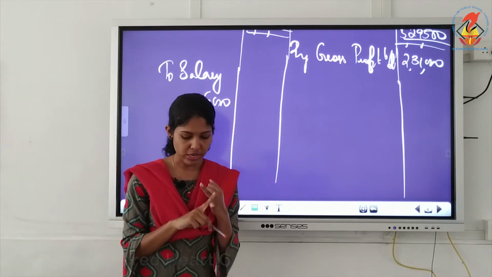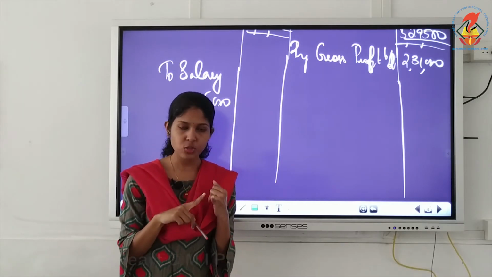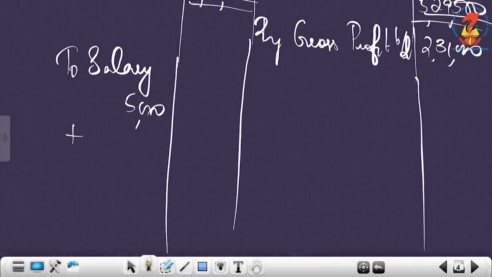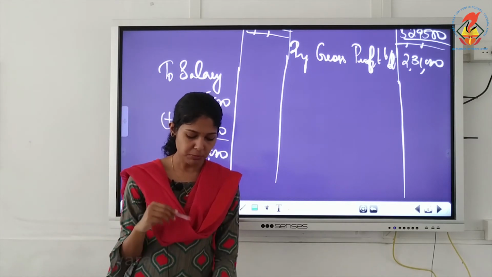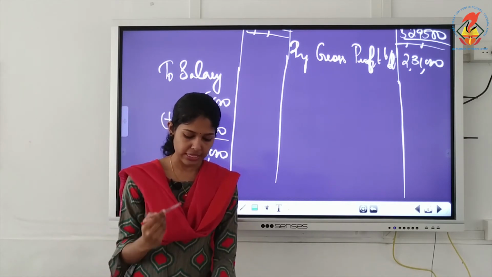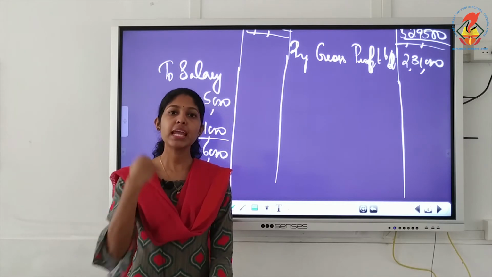Salary is having two adjustments. One is 1,000 rupees unpaid, that is your outstanding amount. So, you write add outstanding 1,000. So, now it is 6,000. There is one more adjustment with the same transaction. Balance in the account included 800 paid in advance.